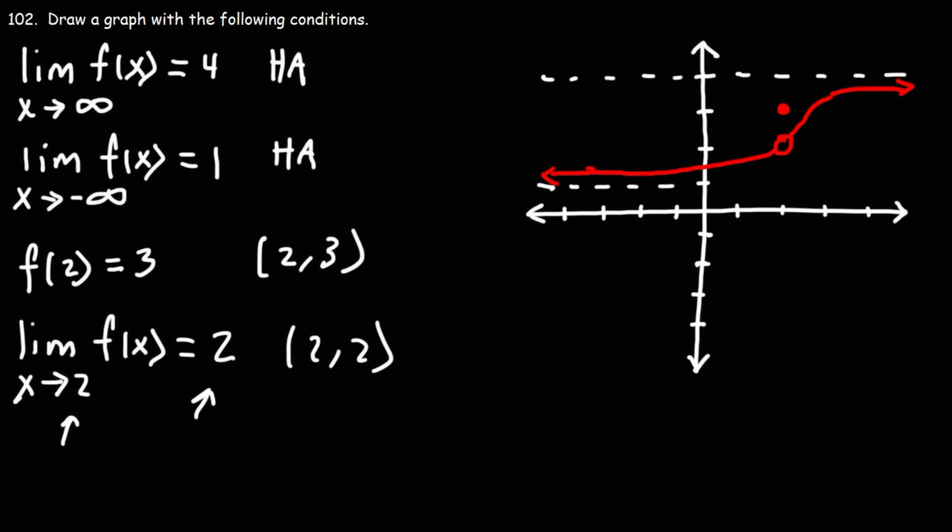So we could draw a graph like this. This particular graph will meet all the conditions that we have. As x goes to infinity, we could see y goes to 4, and as we go to the left, when x approaches negative infinity, y goes to 1. We have f of 2 is equal to 3, and then the limit as x approaches 2 goes to 2. So that's how we could sketch a graph with the following limit conditions.